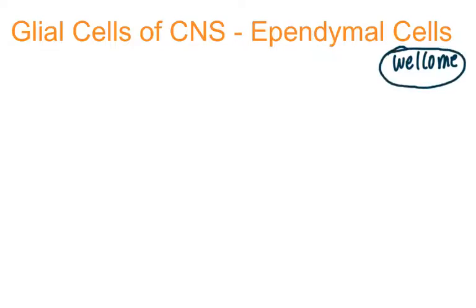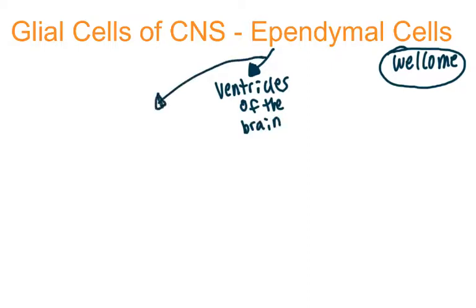Welcome to a video about one of the glial cells of the central nervous system, called the ependymal cells. The ependymal cells are mostly found lining the ventricles of the brain, and they're also found lining the central canal of the spinal cord.